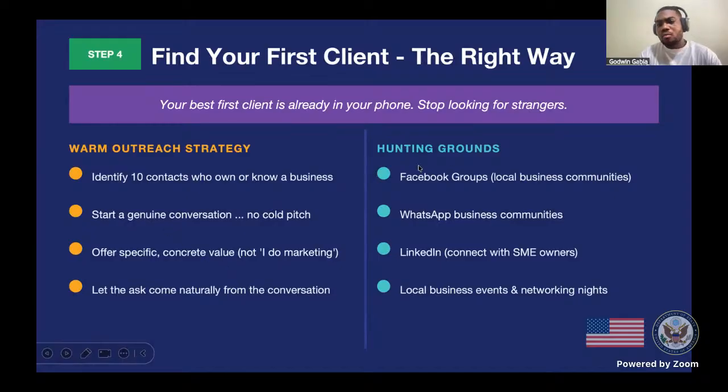Now, outside of this, these are the platforms where you can likely get some of these warm outreach people. You can look at Facebook groups and local business communities. There are a lot of them on Facebook. I know some of you, especially Gen Zs, are probably thinking, but who uses Facebook these days? The business owners that matter still use Facebook, right? So you want to be there.